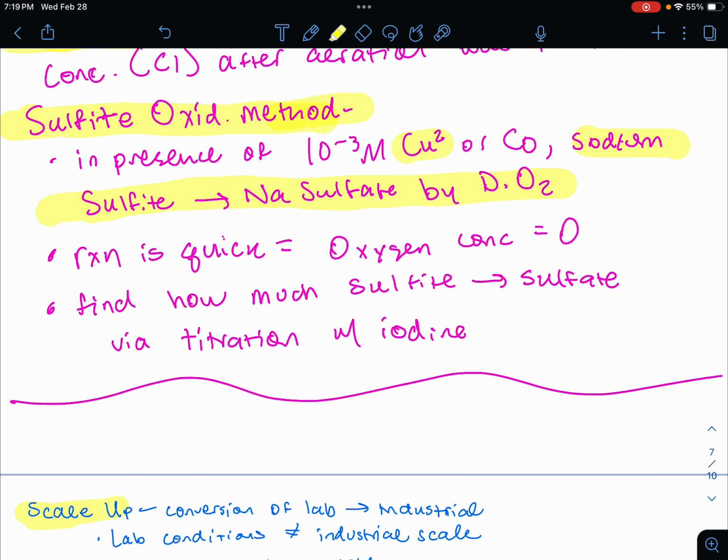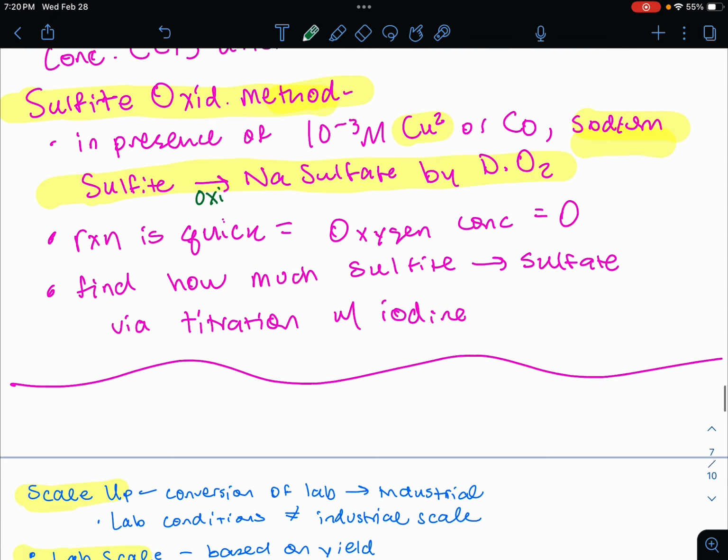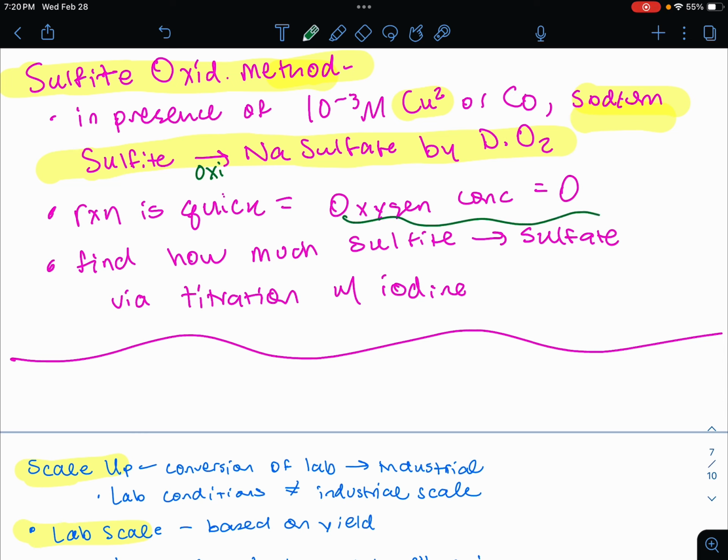Our second method, again, involves a lot of chemistry. So chemistry, just hold in there. I personally don't like how complicated this thing is. Okay, so the sulfite oxidation method. In the presence of 10 to the negative 3 molar copper 2 or CO, I'm guessing that's cobalt, copper and cobalt ions, sodium sulfite will oxidize to sodium sulfate by the dissolved oxygen. The reaction takes place very quickly, so the oxygen concentration in the solution is 0 since it's so quick.